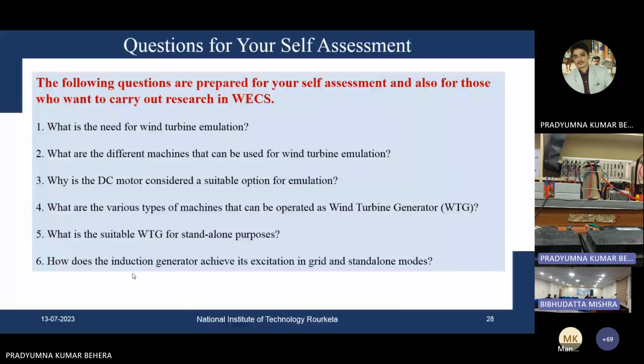I have also prepared some questions for your self-assessment. These following questions can be used for your self-assessment as well as useful for those who want to carry out some research in the wind energy side. So I would like all of you to note these questions if possible, or the PowerPoint presentation PPT will be shared with you.